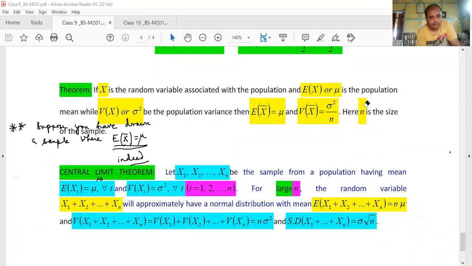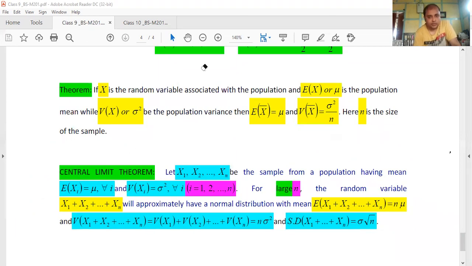just a minute, it is saying that let capital X1, capital X2, up to capital Xn be a sample from a population having mean, expectation of Xi equal to mu for all i.